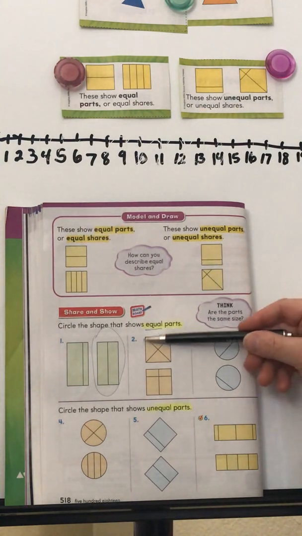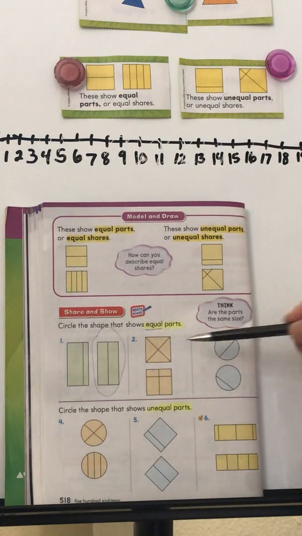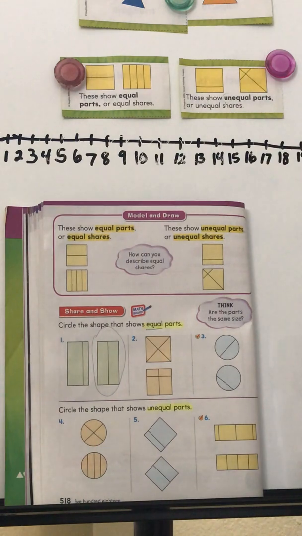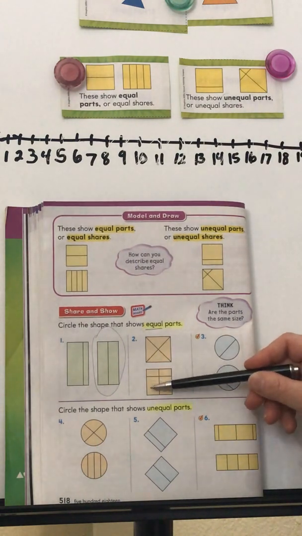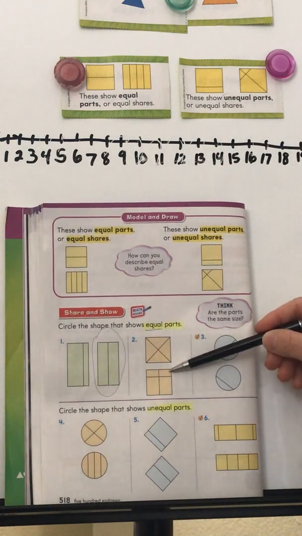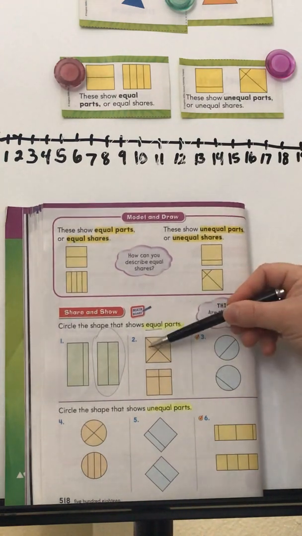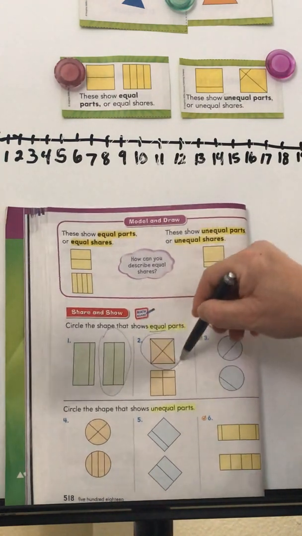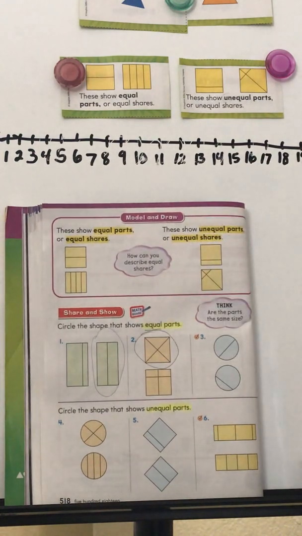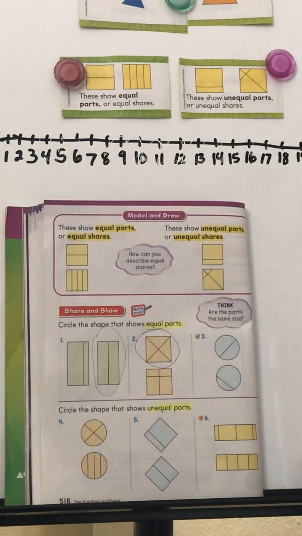Okay? What if we have 4 people that we're going to share with? If we each get a triangle, is that equal? Or if we each get a rectangle, are those equal? Is this the same as this? No. So this is not equal. But this is the same as this, and this, and this. So this one shows 4 equal parts. Okay? So you circle which circle shows equal parts. Okay?